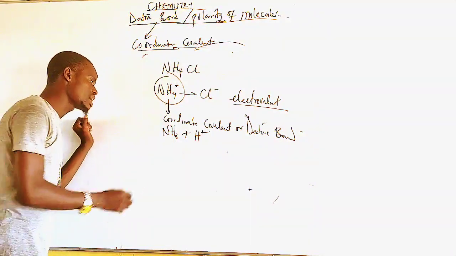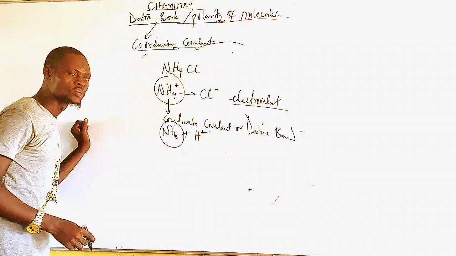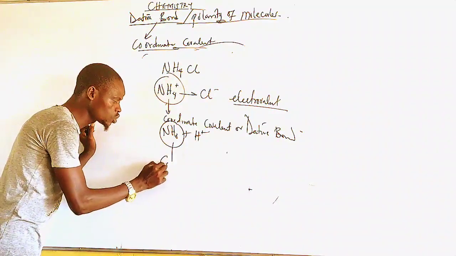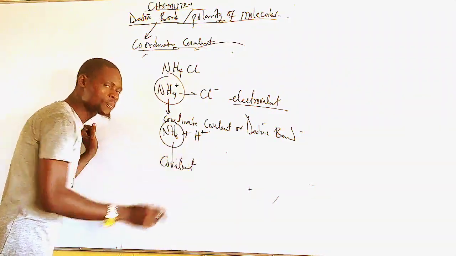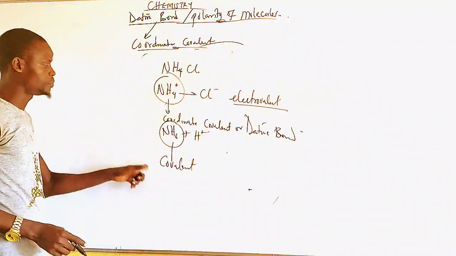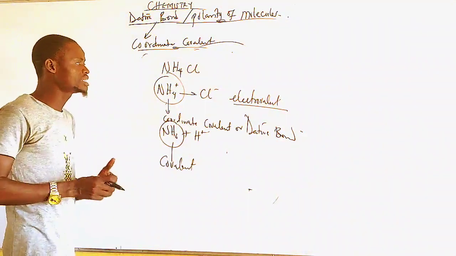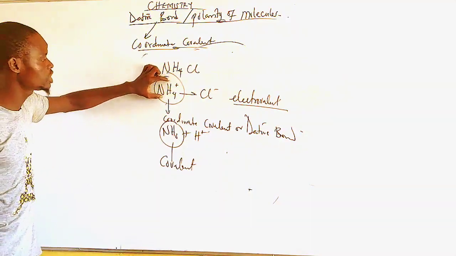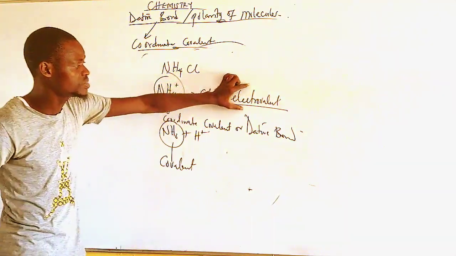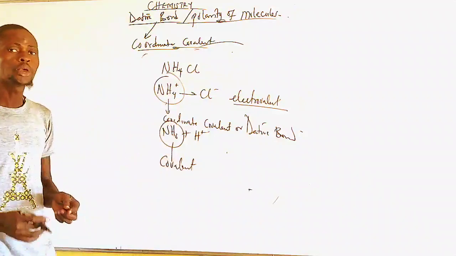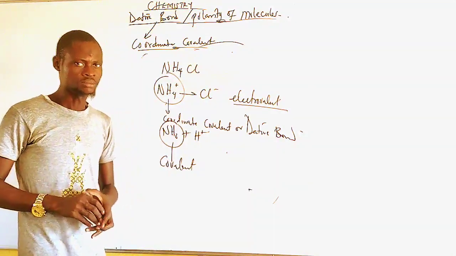Then the third thing is the formation of ammonia itself. The formation of ammonia itself is a pure covalent bond. Ammonia is formed with a pure covalent bond. So the types of bonding found in ammonium chloride are electrovalent bond, dative bond, and pure covalent bonding all together.